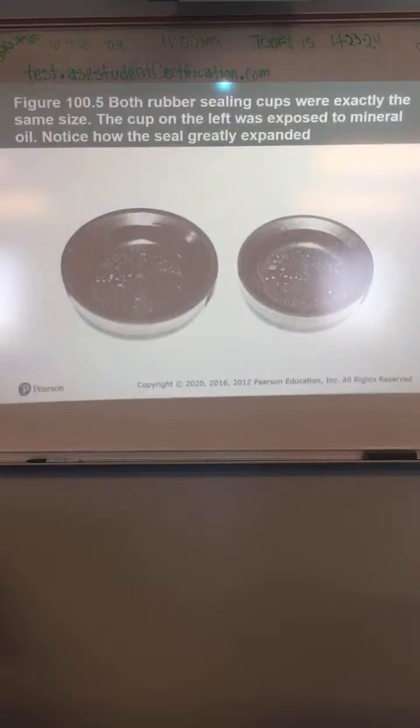Okay, here's an example of a brake system that was contaminated. Both of those rubber sealing cups were exactly the same size. The one on the left was exposed to mineral oil, and you can see how it expanded. That's one of the reasons you have to put the correct fluid in.